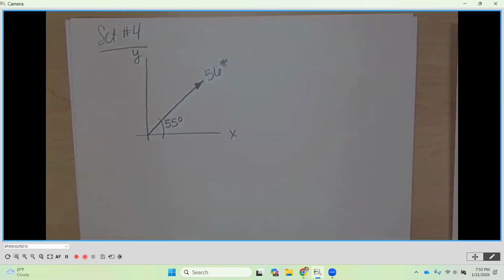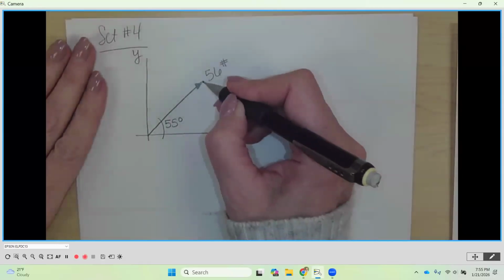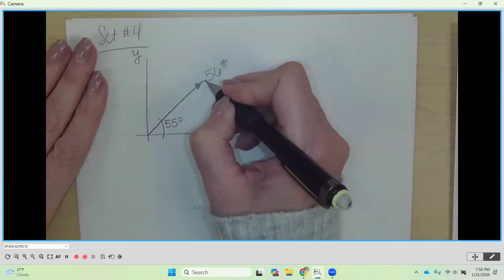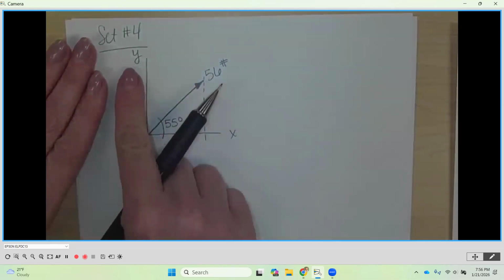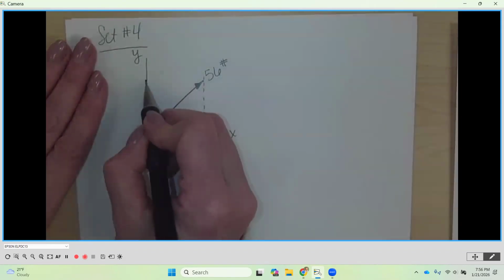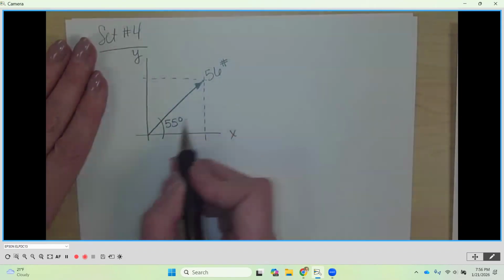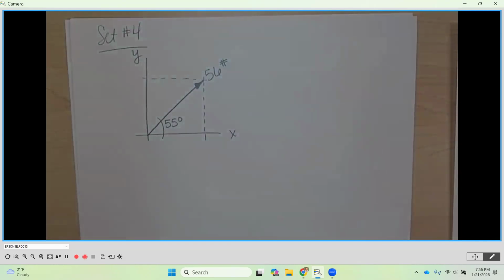Now we want to identify, calculate, and show the x and the y components, okay? The x and the y components. So to show those, through the tip of our vector, we're going to draw just a dashed vertical line parallel to the y-axis and a dashed horizontal line parallel to the x-axis. Where our dashed lines cross the x and the y axes is going to represent the length of the x and the y components, okay?